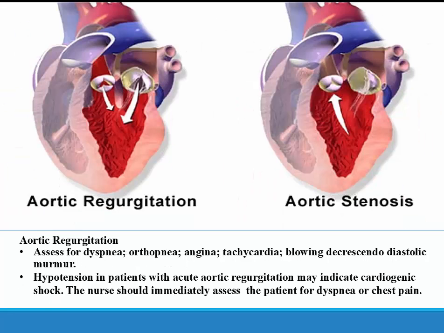Aortic regurgitation. Assess for dyspnea, orthopnea, angina, tachycardia, and blowing decrescendo diastolic murmur. Hypotension in patients with acute aortic regurgitation may indicate cardiogenic shock. The nurse should immediately assess the patient for dyspnea or chest pain.